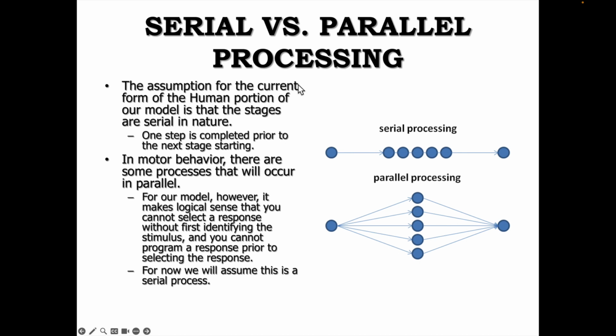So we talked about processing information in serial versus parallel. Serial means series, okay? And we're assuming with this model, in the human portions, that the stages are serial in nature, meaning one step is completed prior to the next stage occurring. Now, in motor behavior, a lot of processes occur in parallel, meaning that they're occurring at the same time. For our model, however, it makes logical sense that you cannot select a response without knowing what the stimulus is. And we cannot program a response prior to selecting that particular response. So for now, we will assume that this is a serial process in nature.